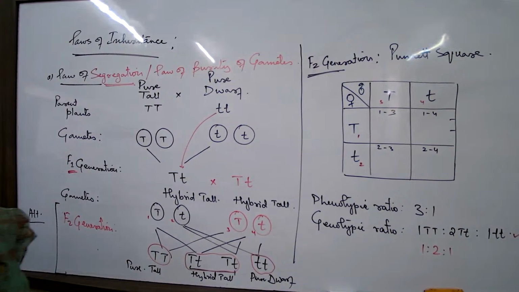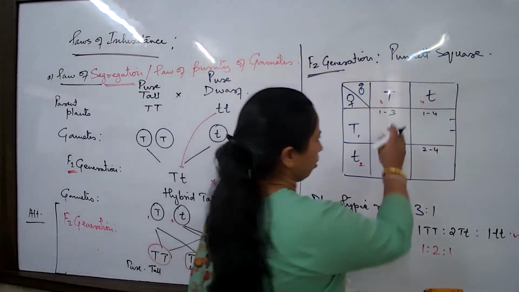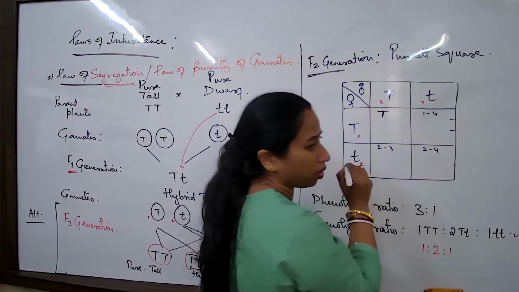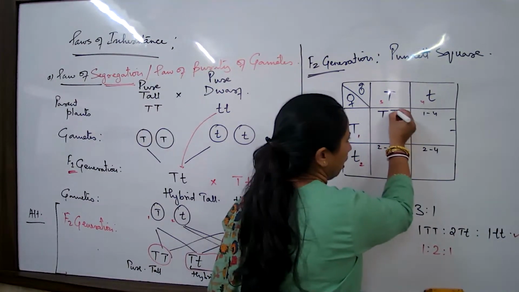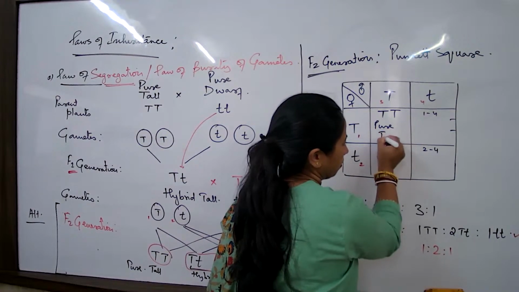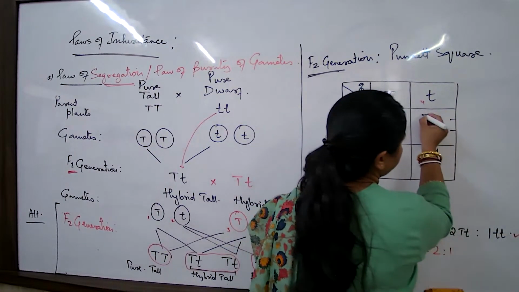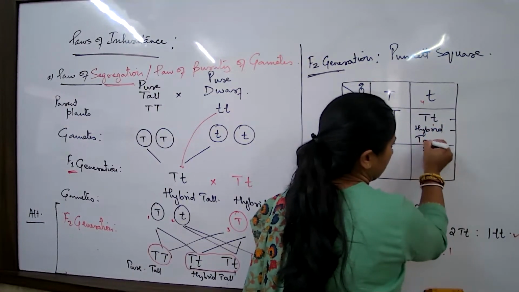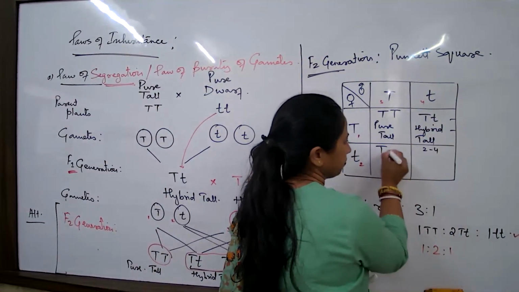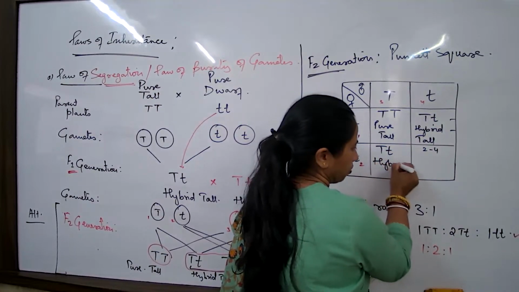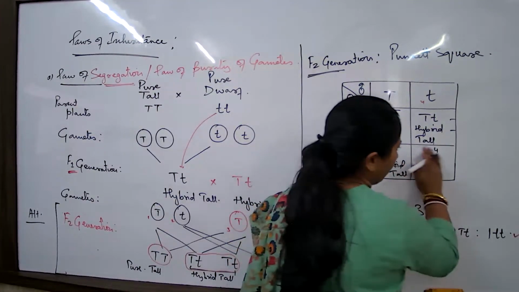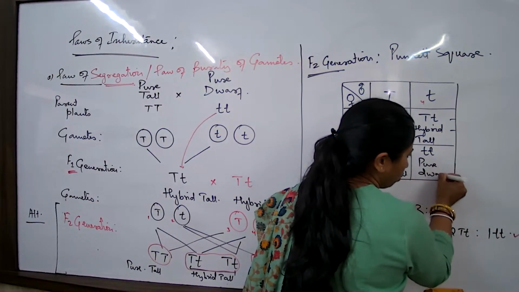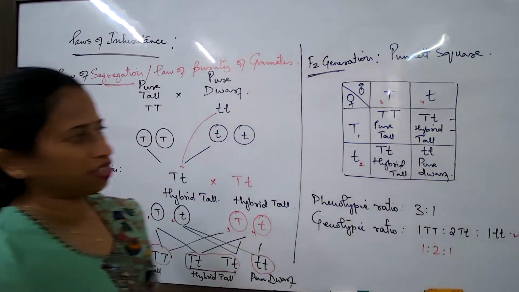Now that you have written down the genotype, after that you will write down the phenotype. So now keep telling me. 1 and 3, what should I write here? And then the phenotype. 1 and 4, and phenotype. 2 and 3, hybrid tall. 2 and 4, pure dwarf.